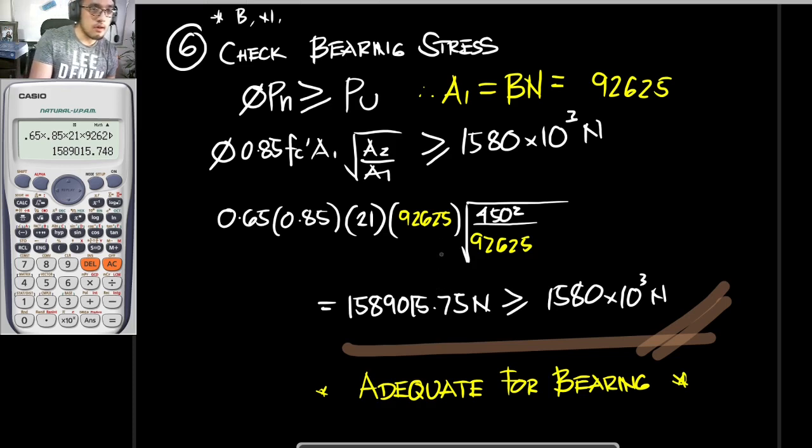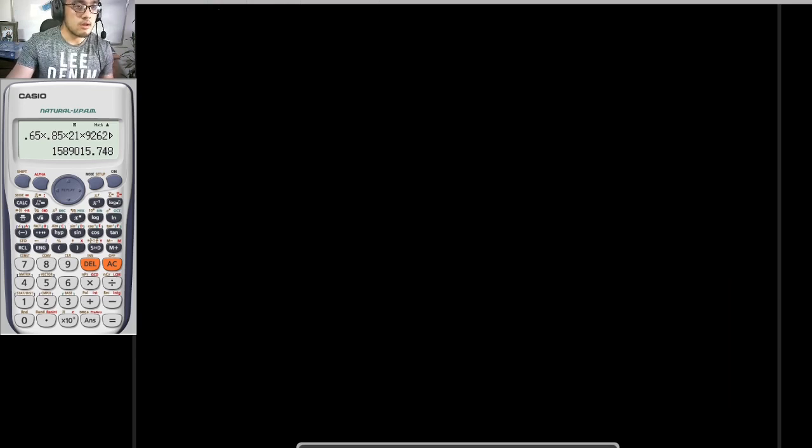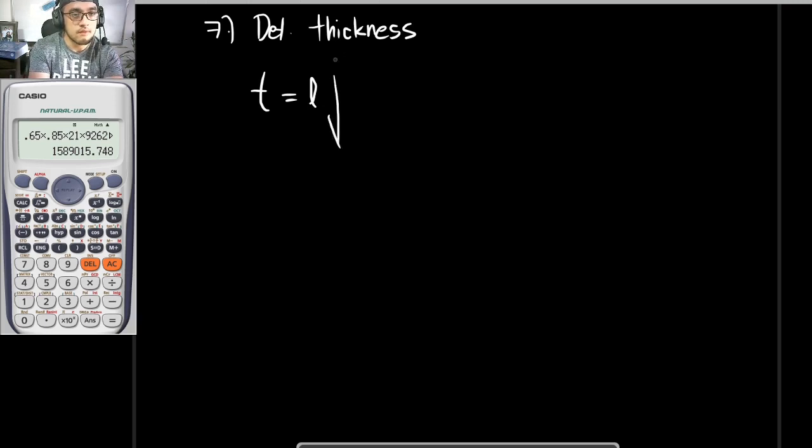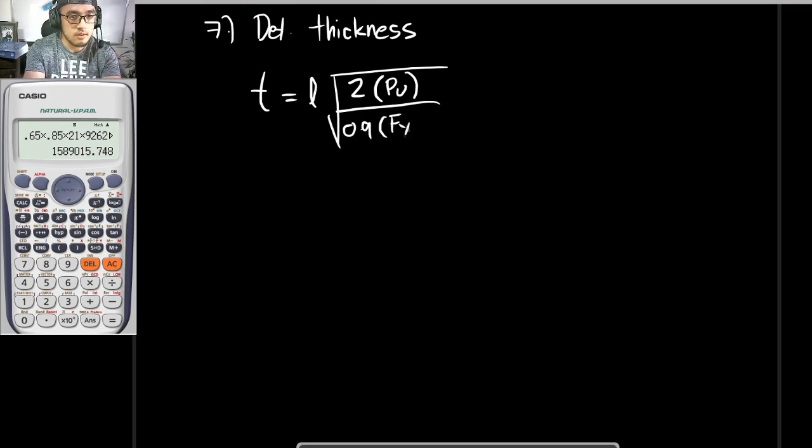So, tapos na ba tayo? Meron na tayong B, meron na tayong N. Kulang na lang tayo ng thickness. So that is for number 7. Last step, determine the thickness. And our value for T in LRFD is equal to L times the square root of 2 times Pu divided by 0.9 Fy Bn.